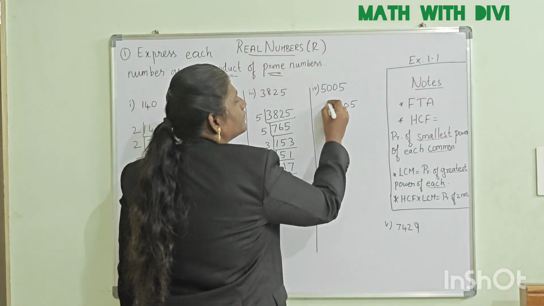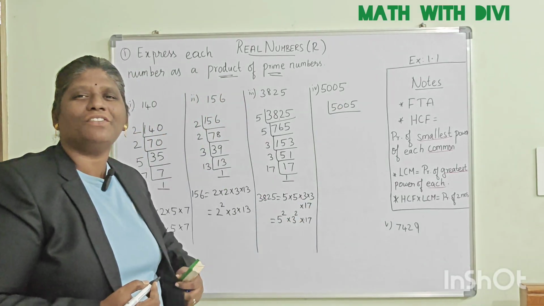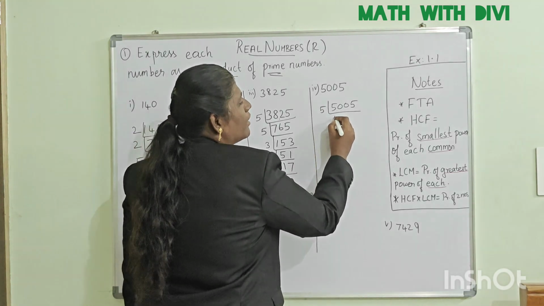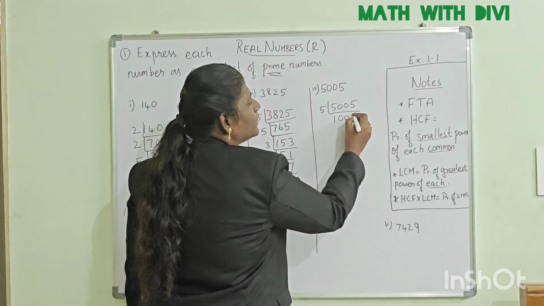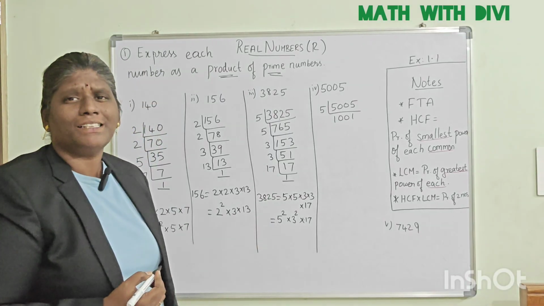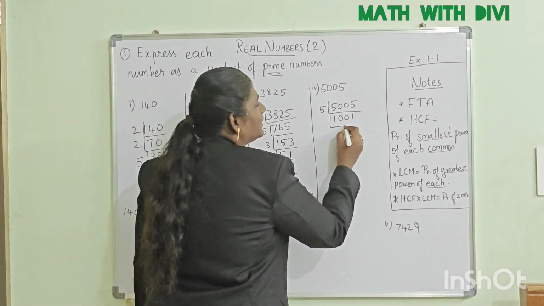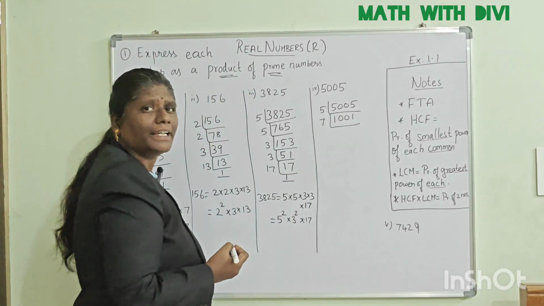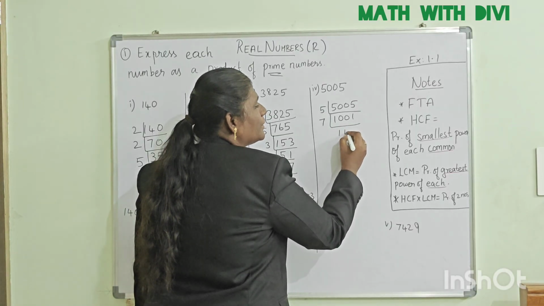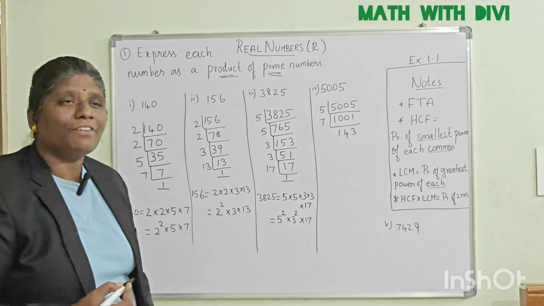5005. Now tell me, again it is ending with 5. Which table do we have to go with? Yes, the 5 table. 1 5 is 5. 0 0 1 5 is 5. Are you thinking 1001 is a prime number? No. So 1001 we can divide by 7. Yes. 1 7 is 7. Remaining 3, 4 7s are 28, remaining 2, 3 7s are 21. Now it is 143.